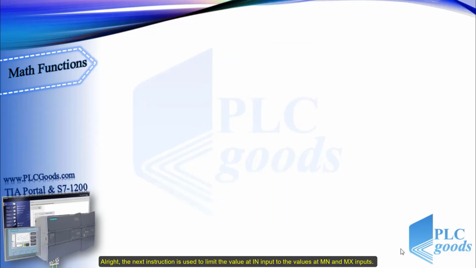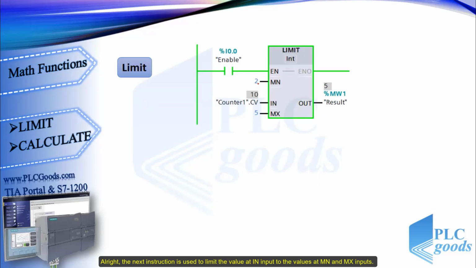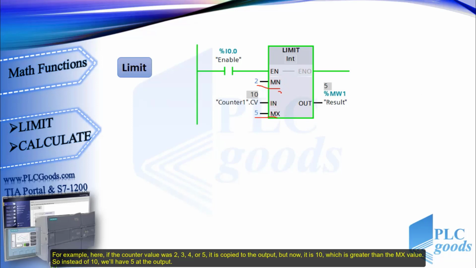Alright, the next instruction is used to limit the value at the IN input to the values at the MN and MX inputs. If the value at the IN input is between the MN and MX values, it will be copied to the output. For example, here if the counter value was 2, 3, 4 or 5, it is copied to the output. But now it is 10, which is greater than the MX value.